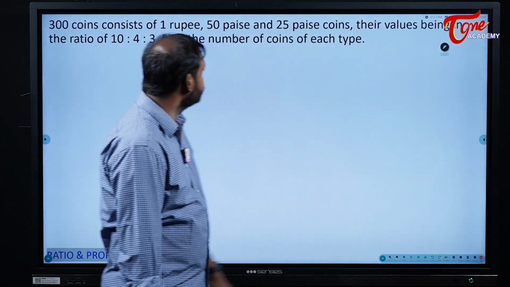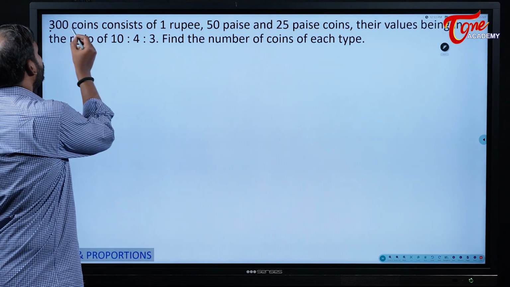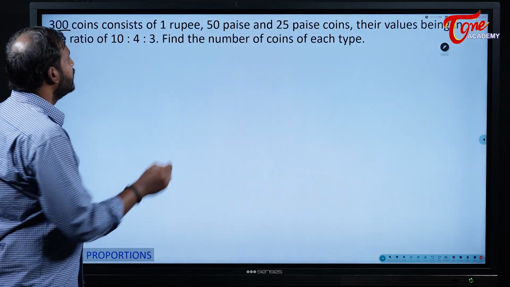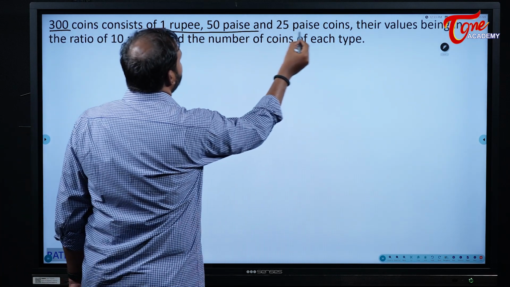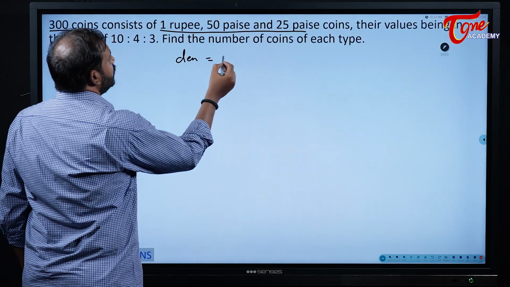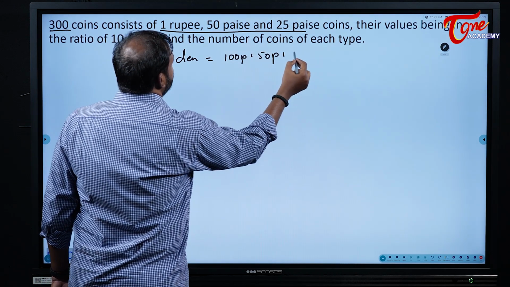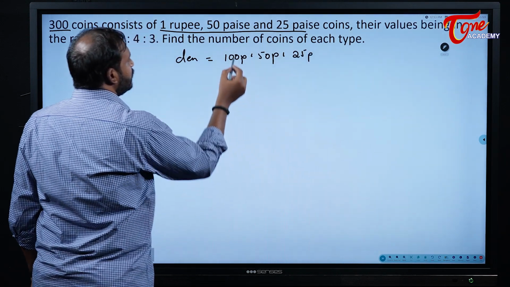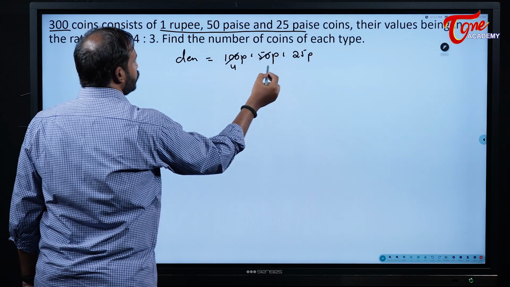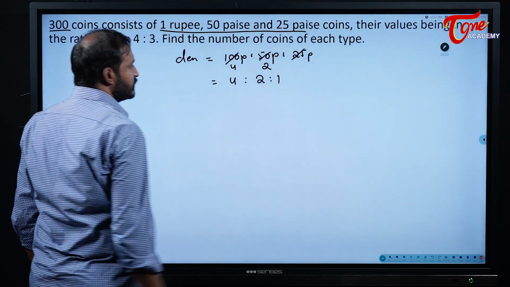Next one. 300 coins consists of, they given us the total number of coins. 300 coins consists of 1 rupee, 50 paise and 25 paise. So what is the denomination ratio for me? 100 paise is to 50 paise is to 25 paise. So what will become? 4 is to 2 is to 1. So the denomination ratio here is 4 is to 2 is to 1.